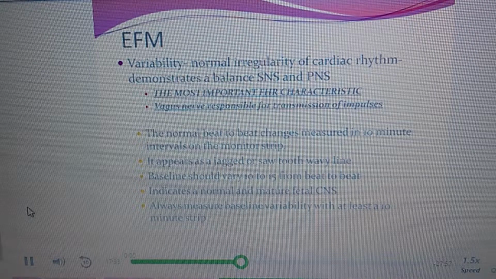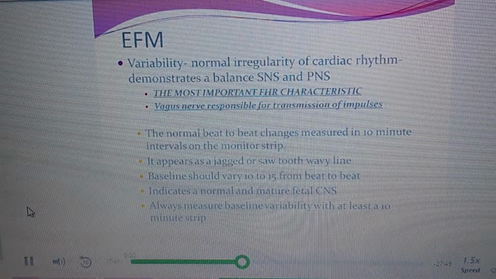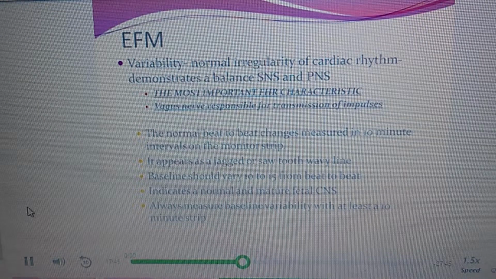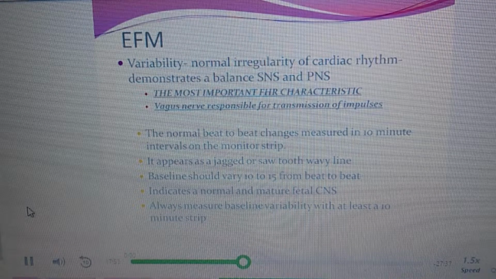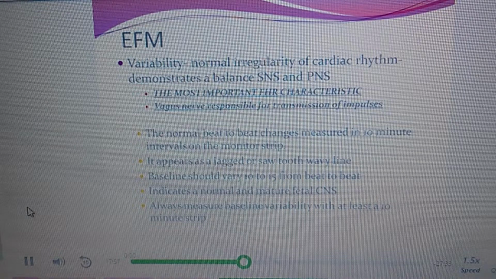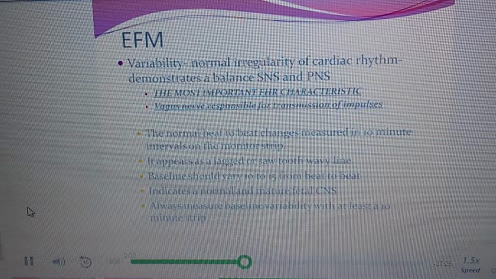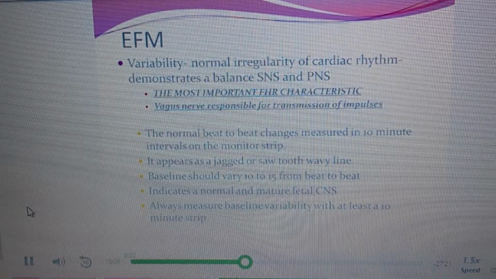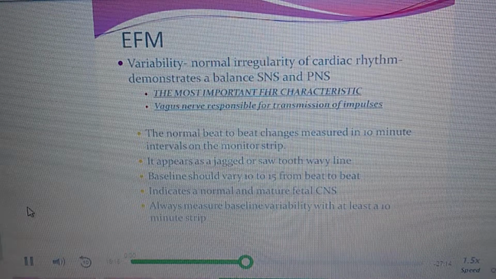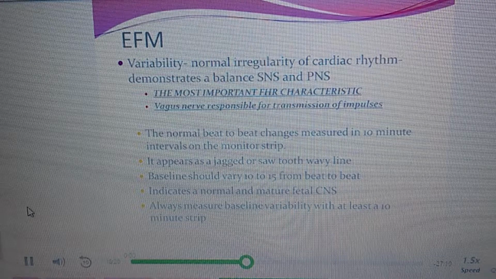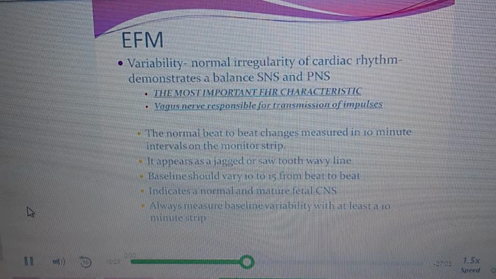Once you've done that, you can move on to the next assessment within the fetal heart rate, and that is the variability. Variability represents the irregularity of the rhythm within the cardiac rhythm of the sympathetic nervous system and the parasympathetic nervous system. Remember, we talked about that push and pull of the sympathetic and parasympathetic nervous system. So this beat-to-beat change that occurs within the fetal heart rate baseline is what we look at to monitor variability. And we typically look at a 10-minute interval on the monitor strip to measure the variability.